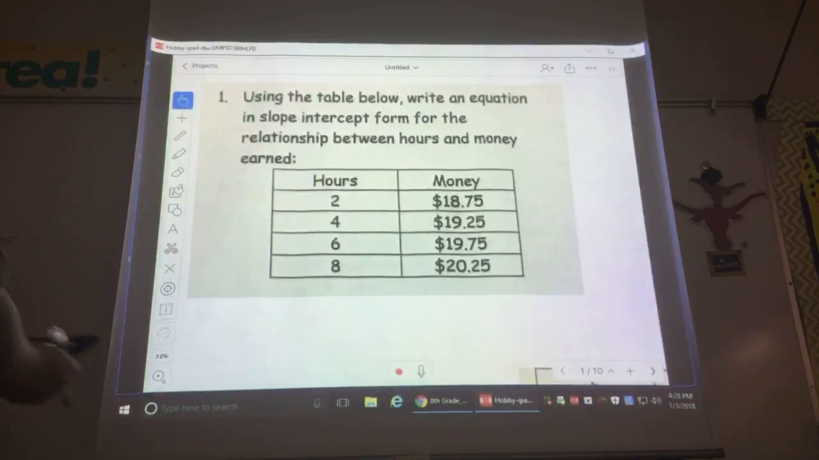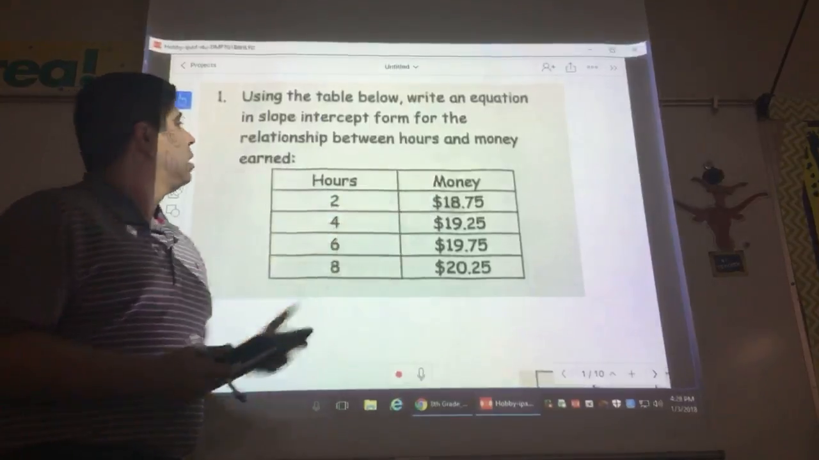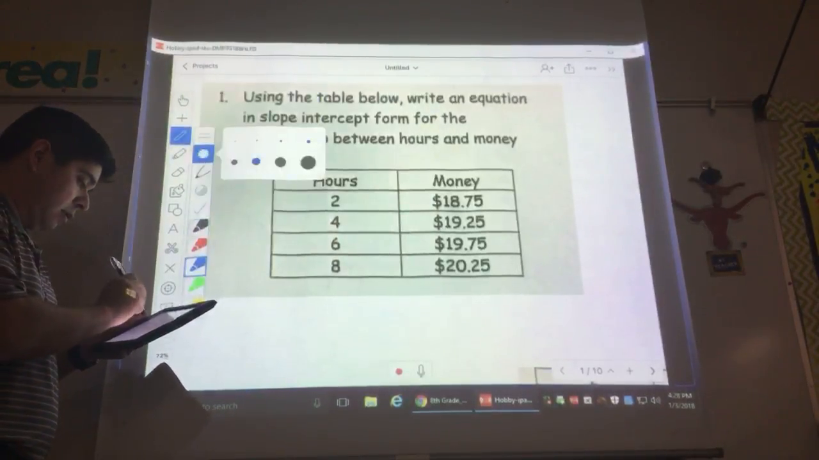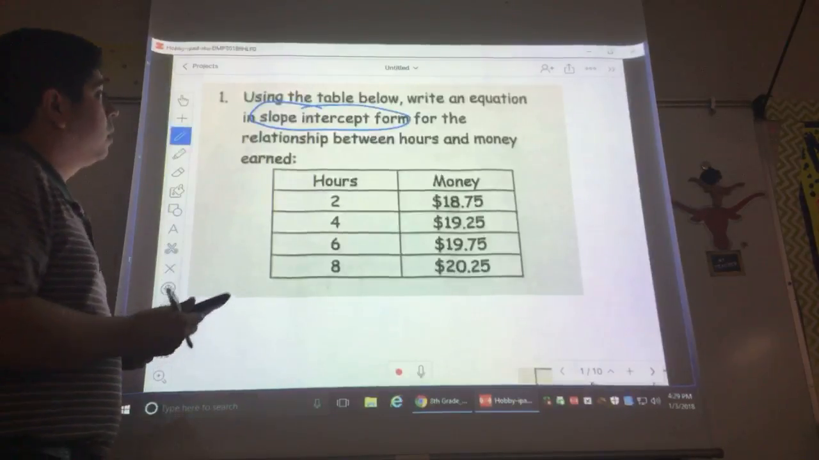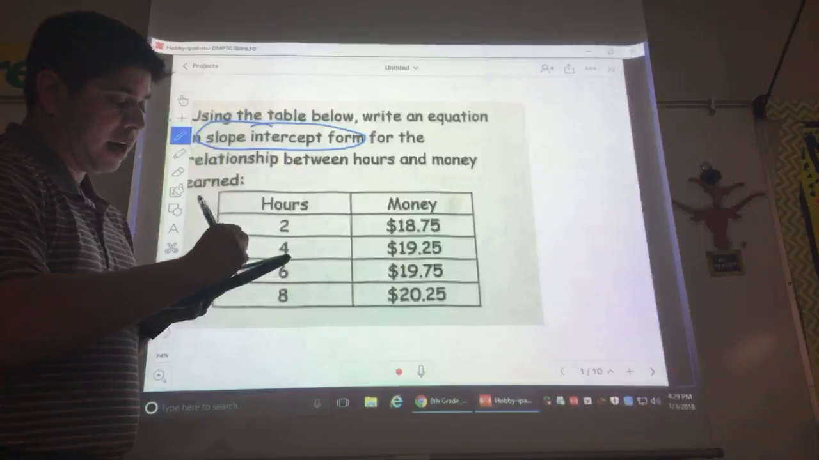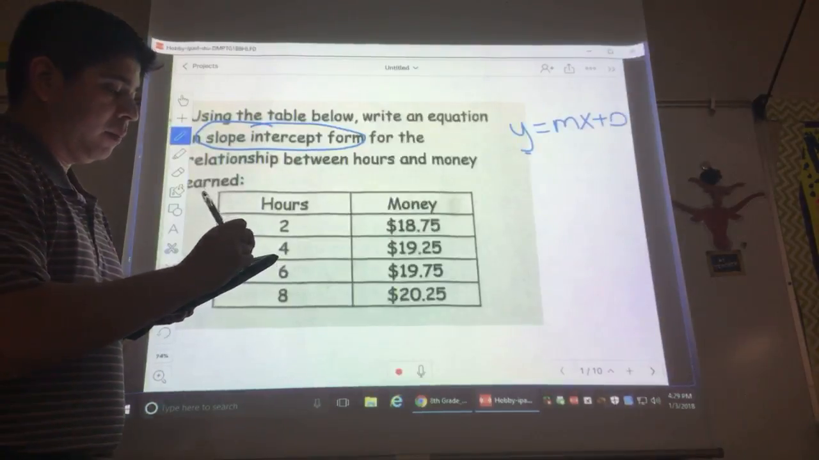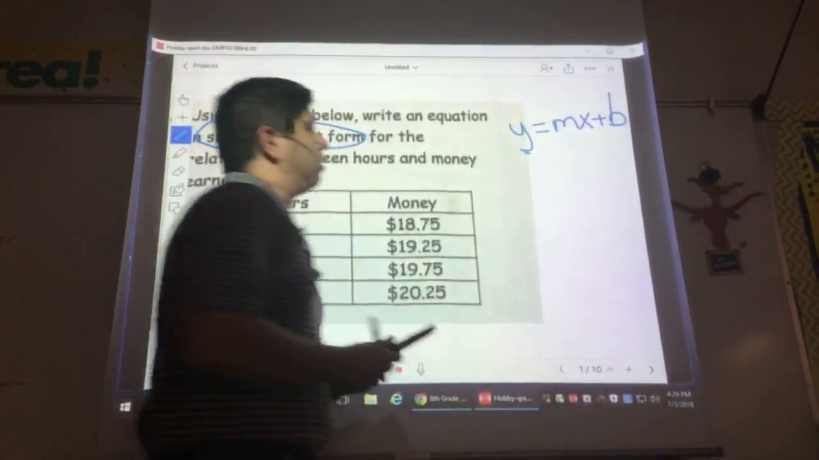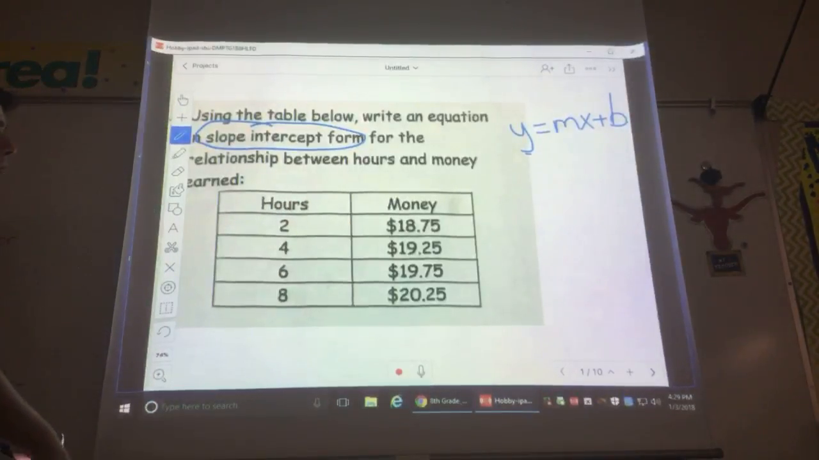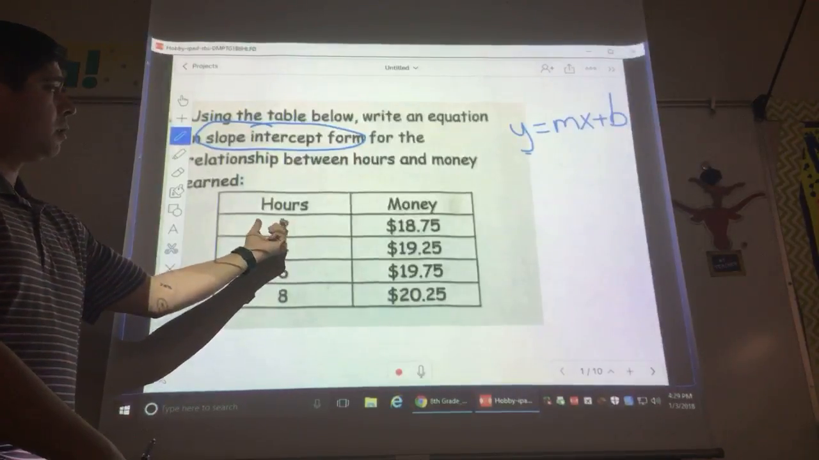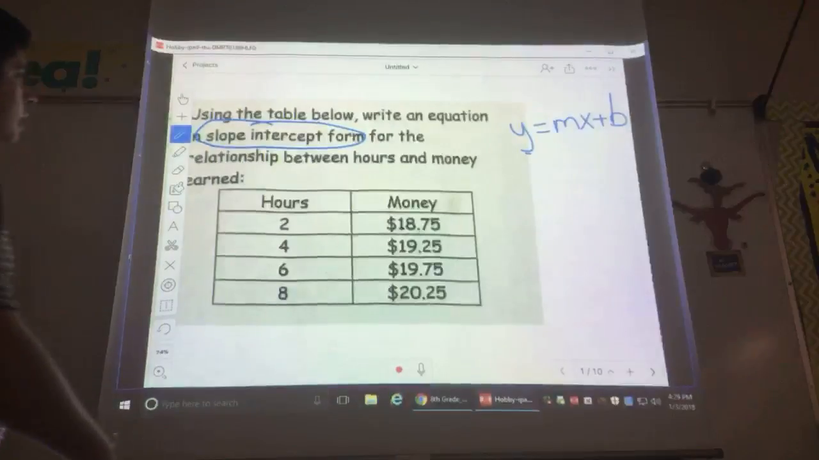Okay, so number 1 says using the table below, write an equation in slope-intercept form for the relationship between hours and the money earned. I'm going to circle slope-intercept form. Remember, slope-intercept form is y equals the slope times x plus the y-intercept. Okay, y equals mx plus b. So slope times the variable, which is x, plus the y-intercept. That's what the b stands for. So the hours multiplied by the slope, plus whatever the y-intercept is, will give us how much money is earned.